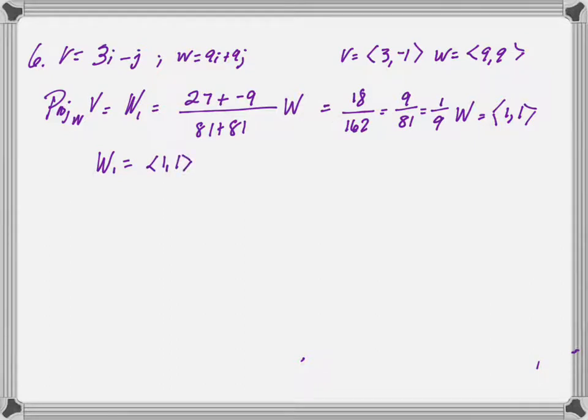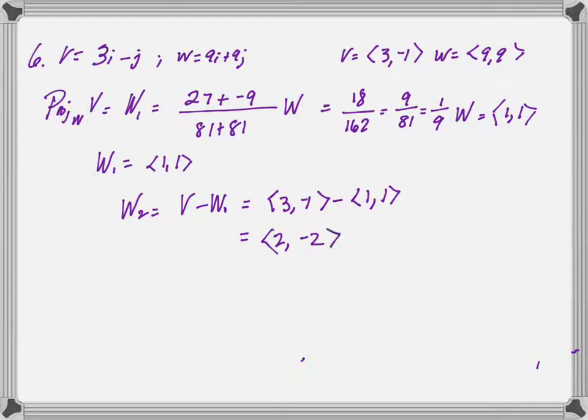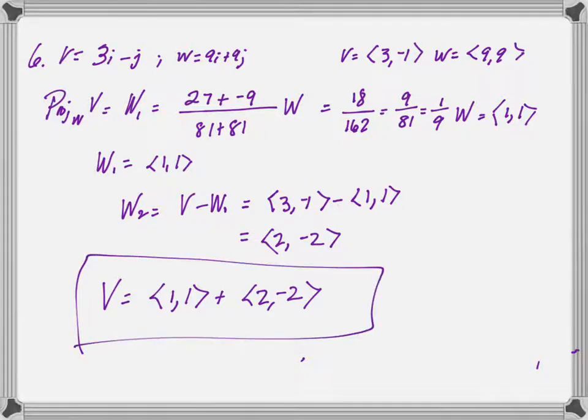And now W2 is equal to V minus W1, which is equal to 3, -1 minus 1, 1, which is equal to 2. And -1 minus 1 would be -2. So V is W1 plus W2. So it's 1, 1 plus 2, -2. So that is number 6.